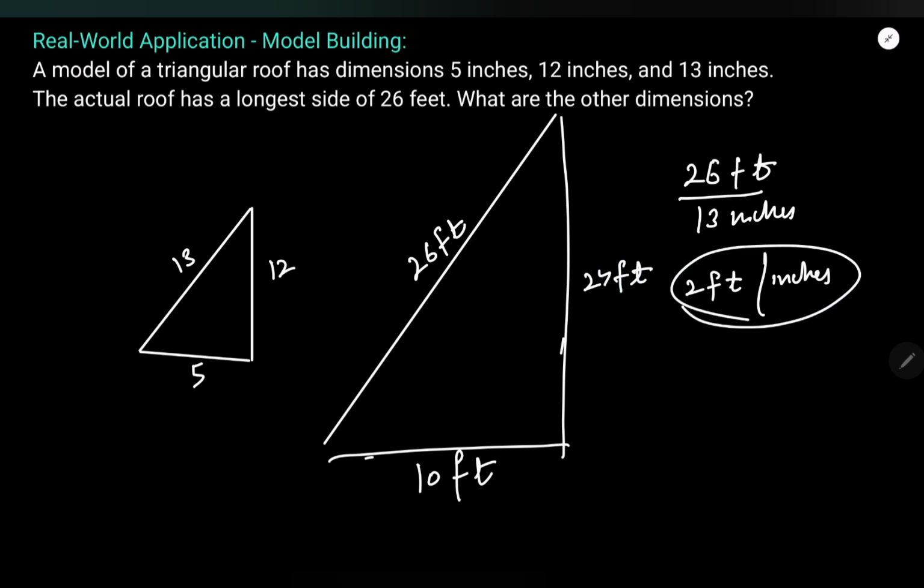You will find the scale factor first, and then you will see the scale factor is 2 feet per inch, and then you will just multiply this with 2 and this with 2. It will come in feet though, okay? These are in inches, this will come in feet, right?